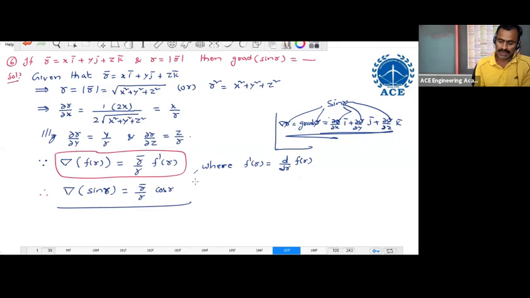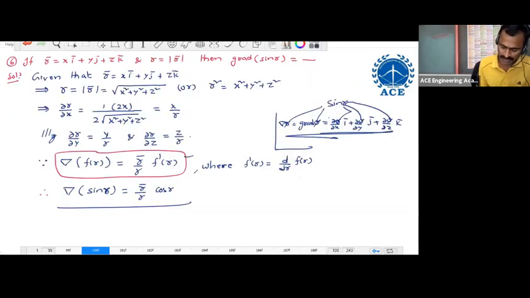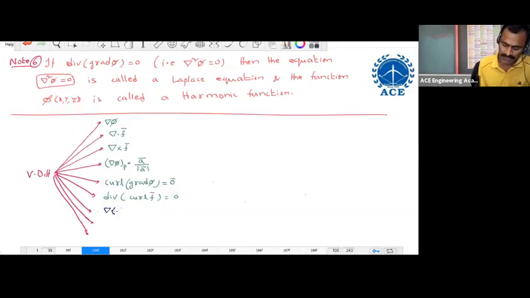If we know this formula, we can write it within one step only. Here, the formula is this. We should write: del of any function of r equals r bar by r into f dash of r.